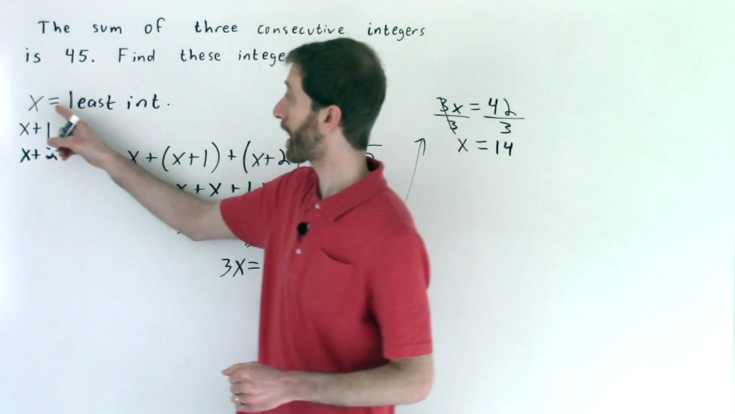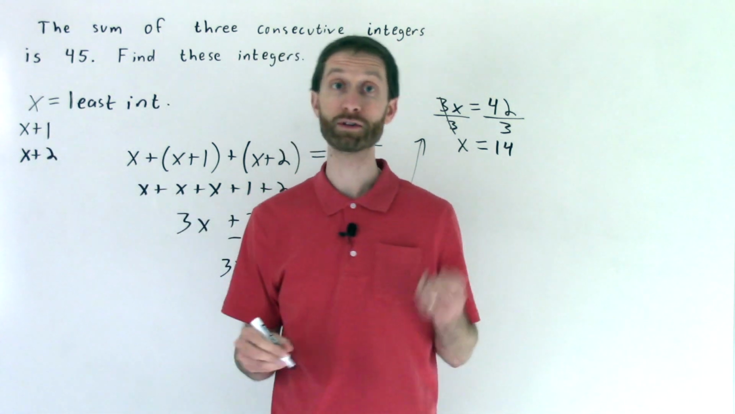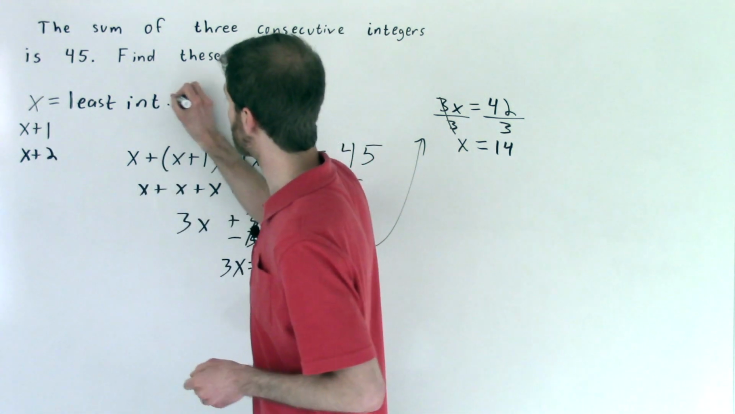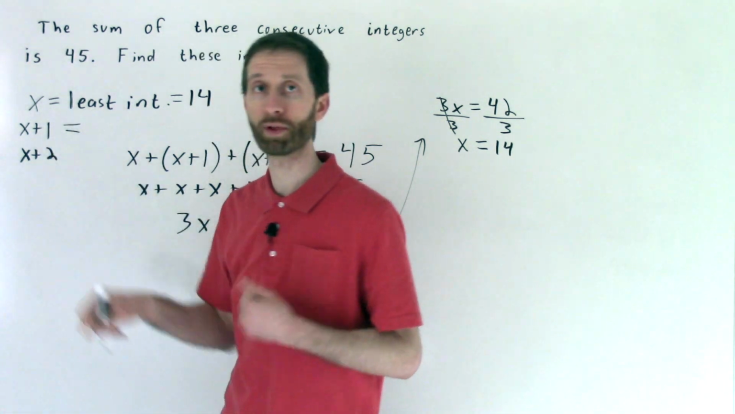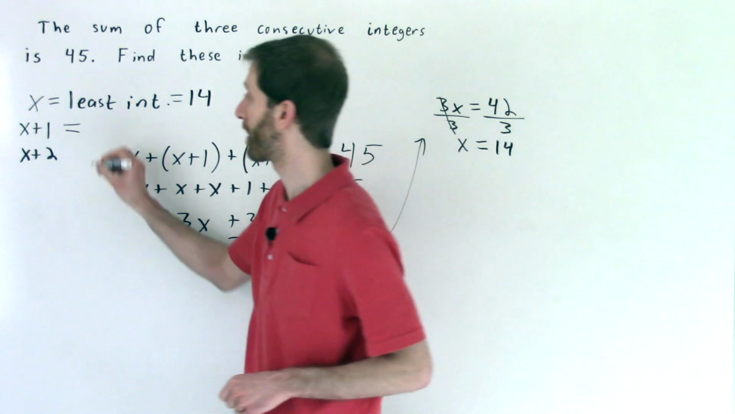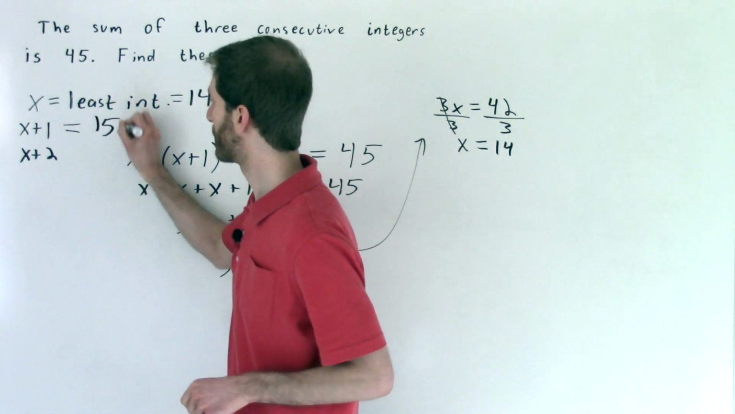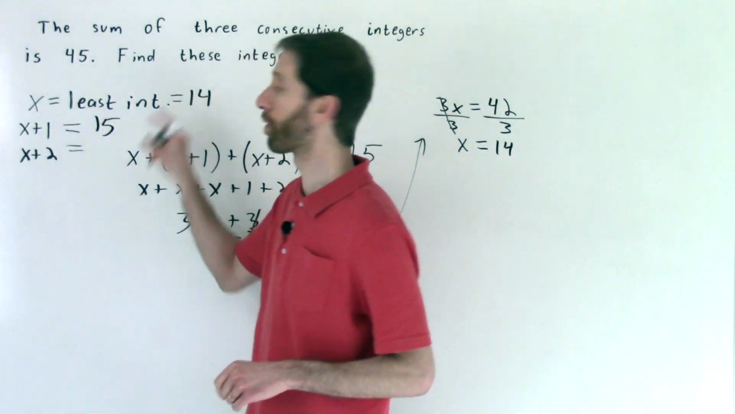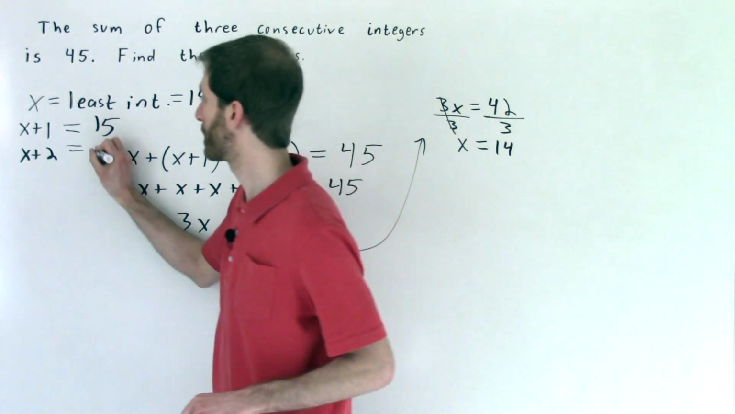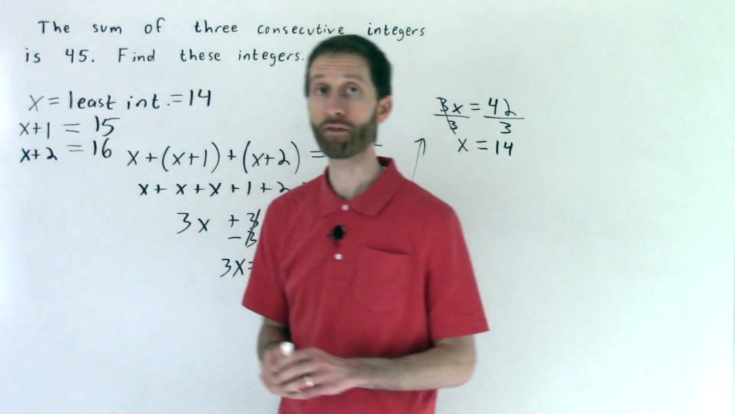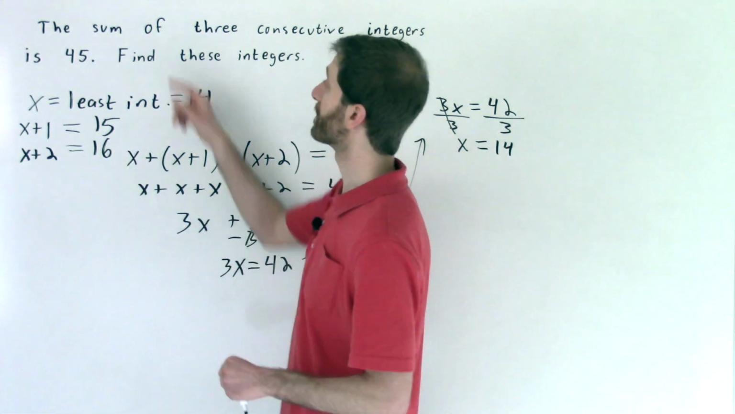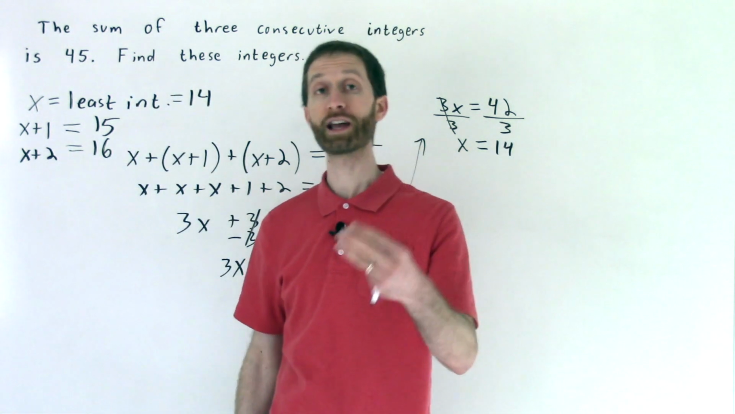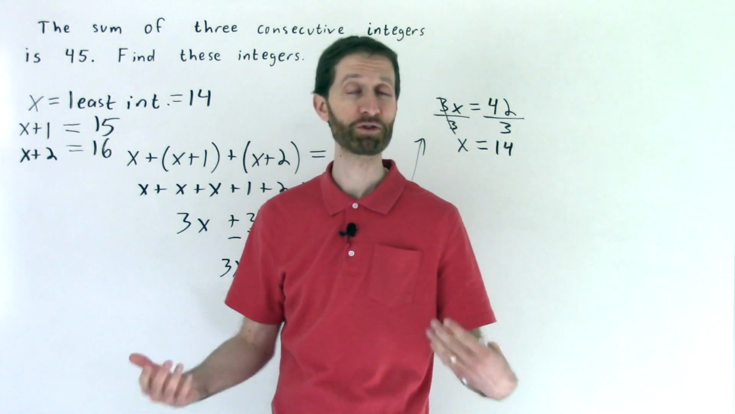So 14 is x. If our x value is 14, let's think about this. x plus 1 would be 14 plus 1, or the next number higher, which would be 15. x plus 2 would be 2 more than that least number, which would be 16. And sure enough, if we add up 14 and 15, we get 29, and adding 16 gives 45. Three consecutive integers that sum to 45.